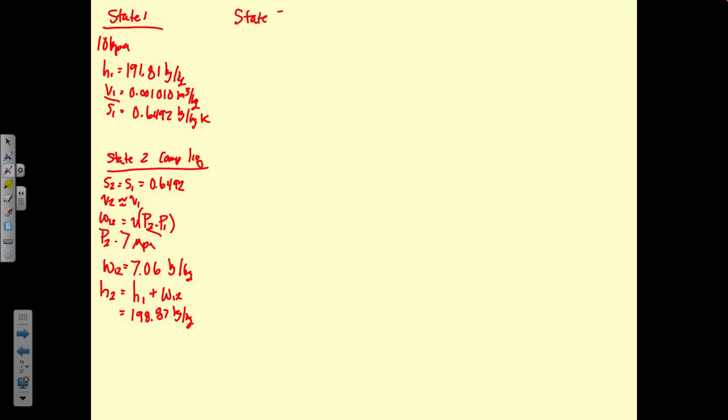State 3 is a superheated vapor going into the turbine, and it's specified as P3 is 7,000 kilopascals, T3 is 500 degrees C. So we go to table A6, we look that up directly, we can find h3 is 3411.4 kilojoules per kilogram, and s3 is 6.8000 kilojoules per kilogram Kelvin.